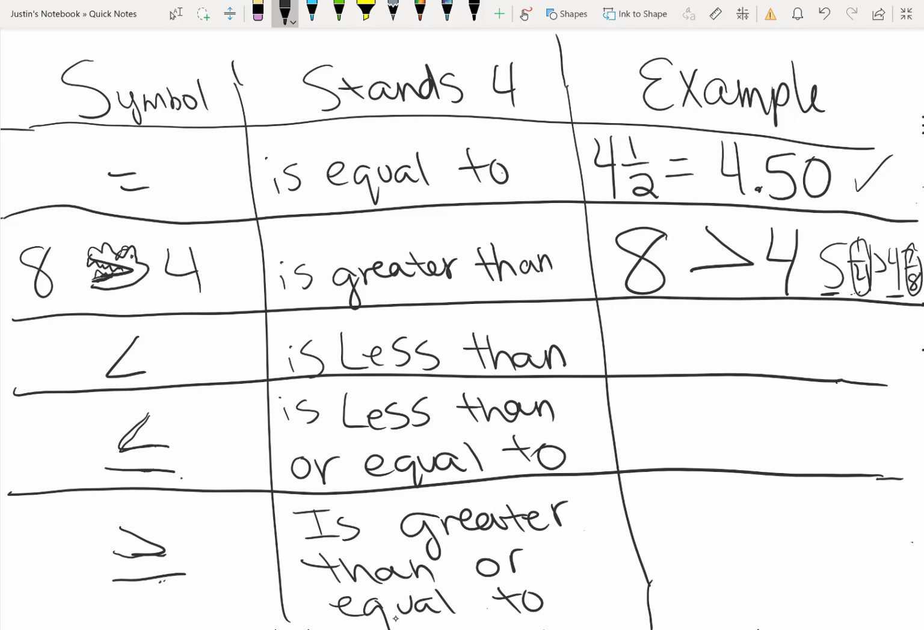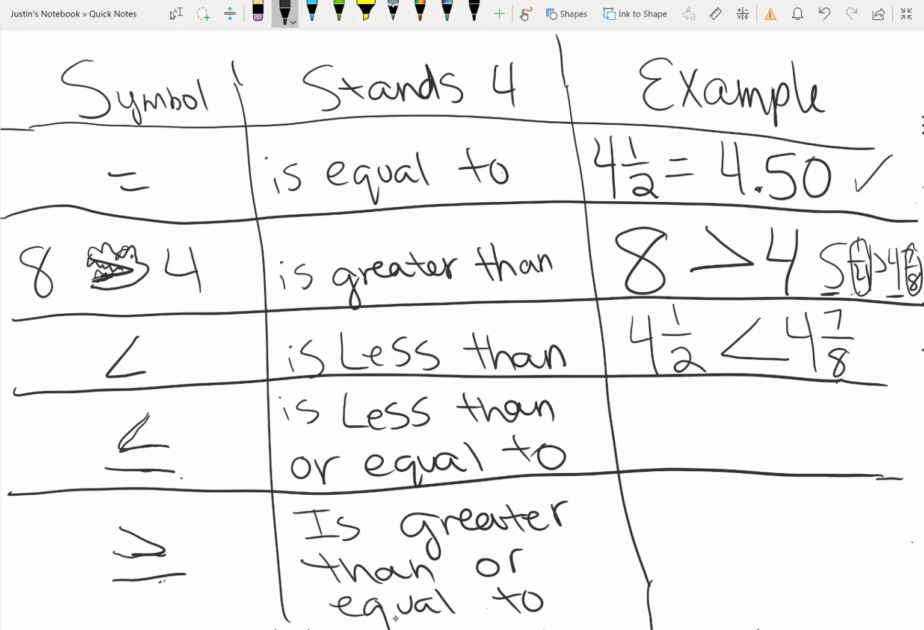Alright, so let's look at less than. What about, let's say, 4 1/2 and 4 7/8? So which one of these numbers is greater? It's going to be 4 7/8. So 4 1/2 is less than 4 7/8.